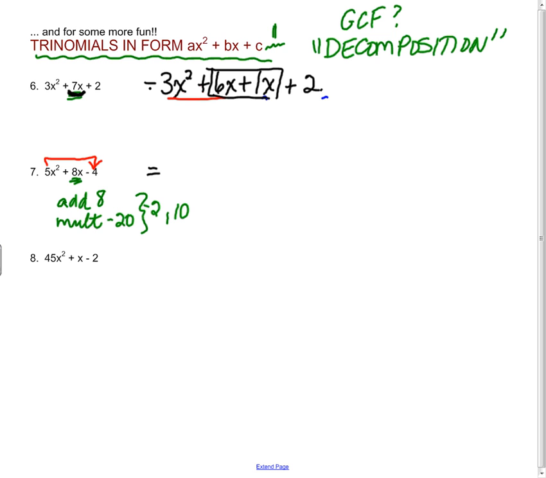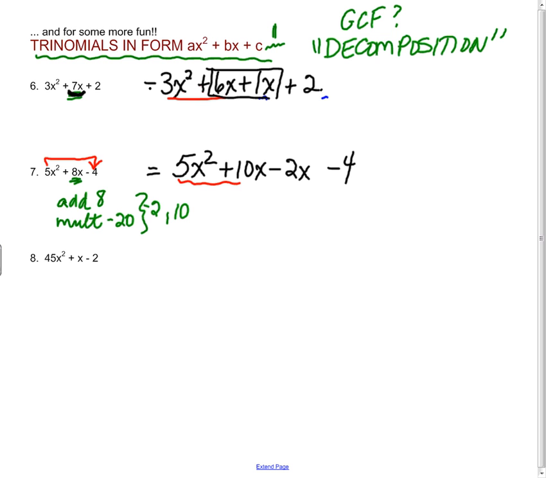So now that I've found my magic numbers, I'm going to rewrite my question as 5x squared plus 10x minus 2x. And the order of these two doesn't matter. You choose. Subtract 4. Now that I have this as a 4 term, there we are, we're going to factor by grouping.